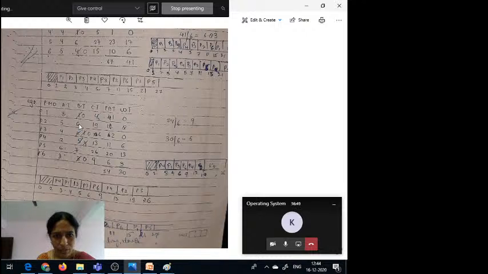Next, which one is minimum? P2, that is 13 plus 6, 19. Next P5, that is 7, that is 26. This is the concept. Do you understand?